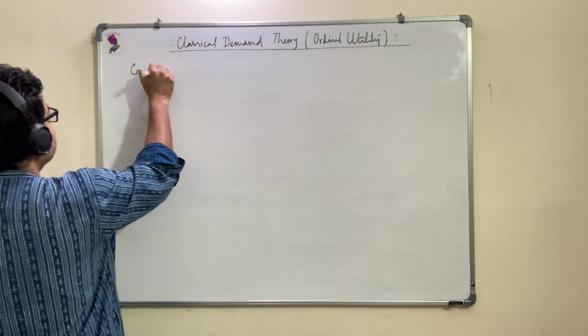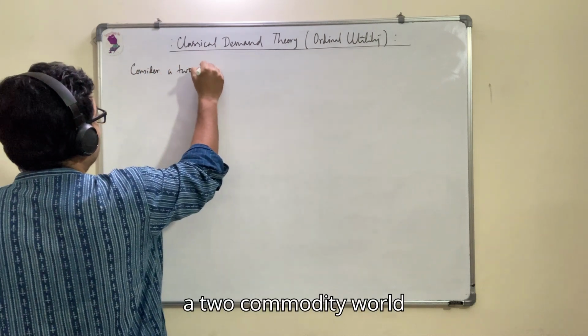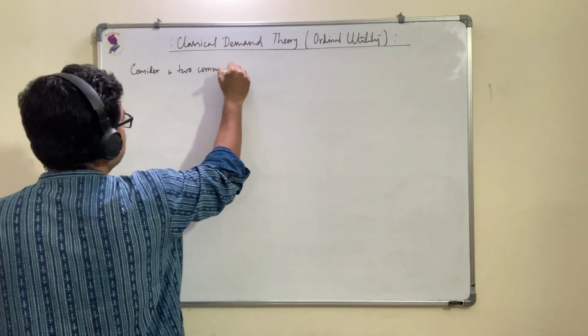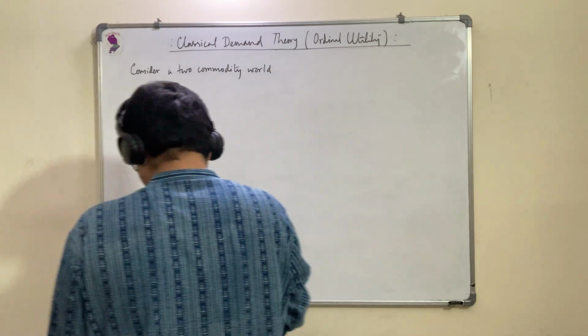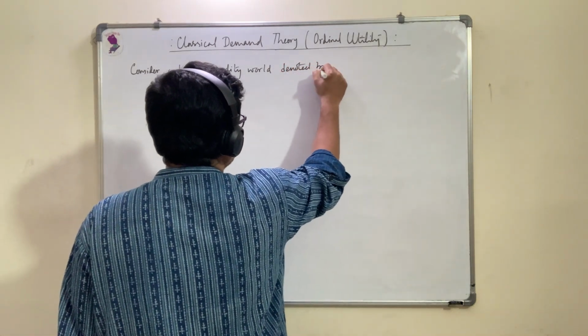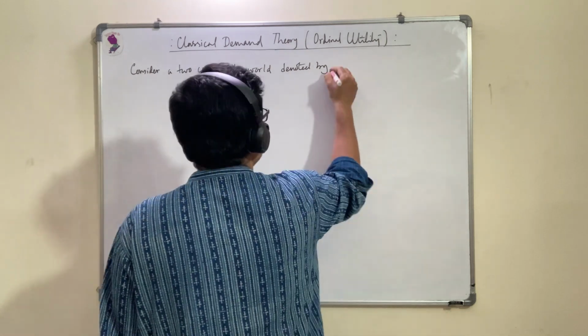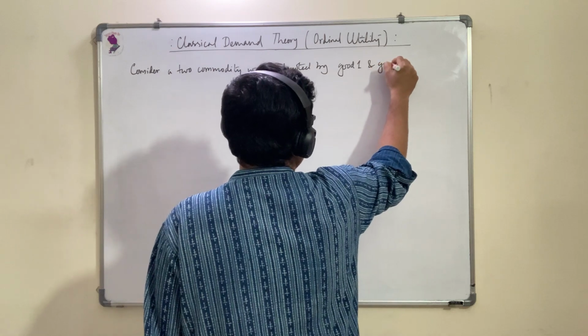consider a two commodity world denoted by good 1 and good 2.